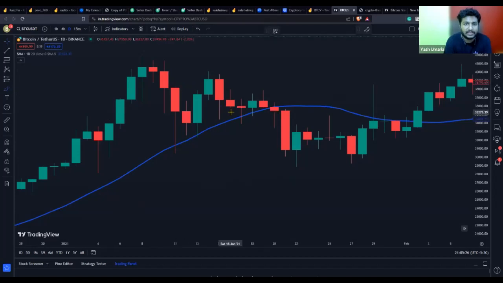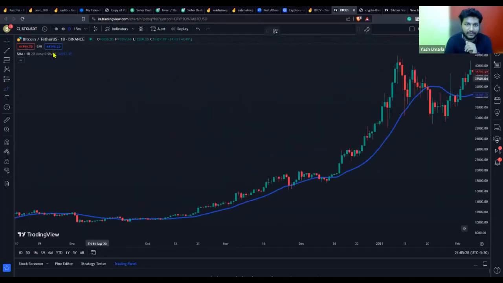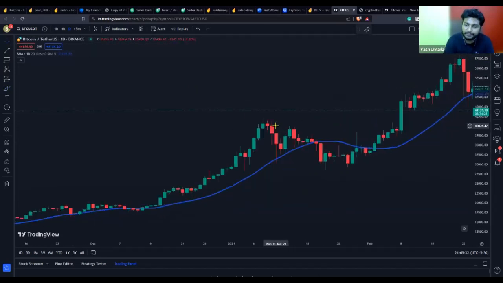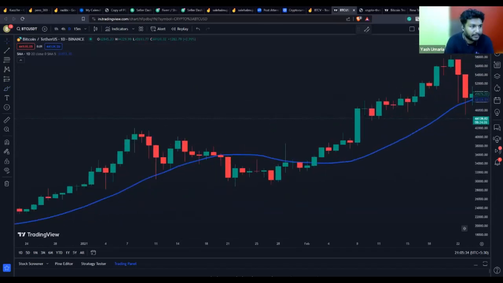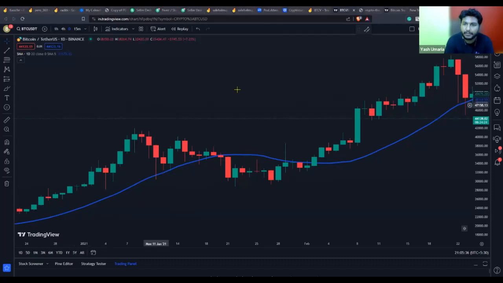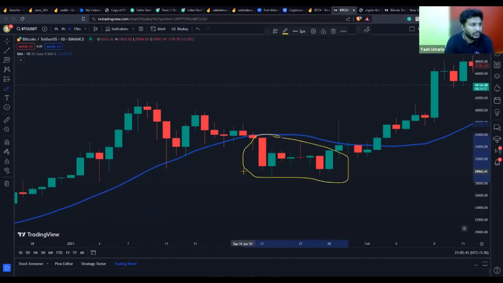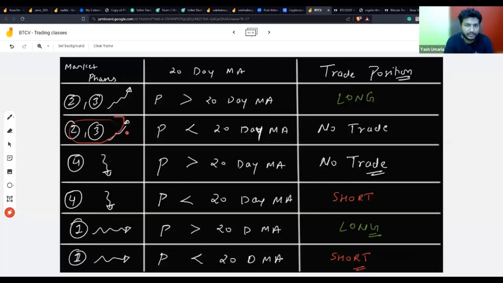Now, a good example is this one. The market is in the second phase. Again, we are in the second phase. You can clearly see, let me zoom out. We are in the second phase. But the price of Bitcoin is below the 20-day moving average. So the first condition is bullish, the second condition is bearish. That means no trade.